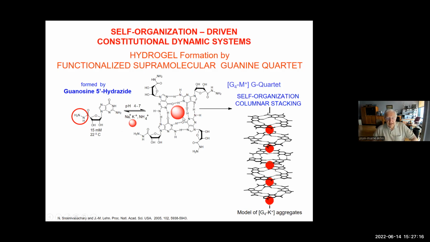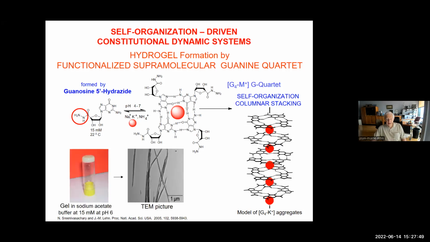So guanosine does that. Guanosine is the one where there's CH2OH here. But then one can modify guanosine and make guanosine 5-hydrazide, which has a CONH-NH2 here. If you add sodium, potassium, or ammonium to that, you get this guanine quartet, the supramolecular macrocycle, which then, in presence of the metal ions, stacks and yields this kind of stacking, which is a gel. This stacking is a gel, this entity. And here you see the gel in sodium acetate, which can be shown by pictures to have fibers and so on.